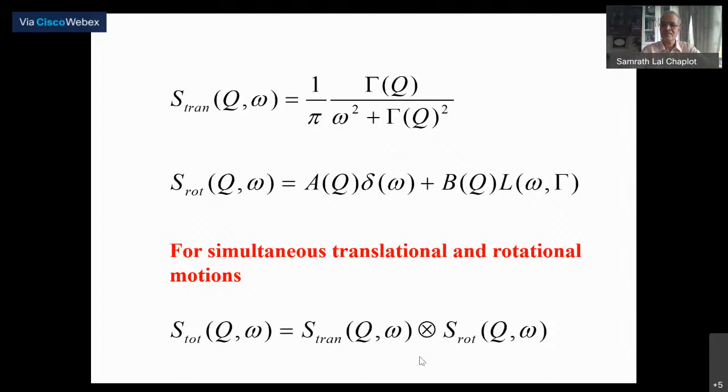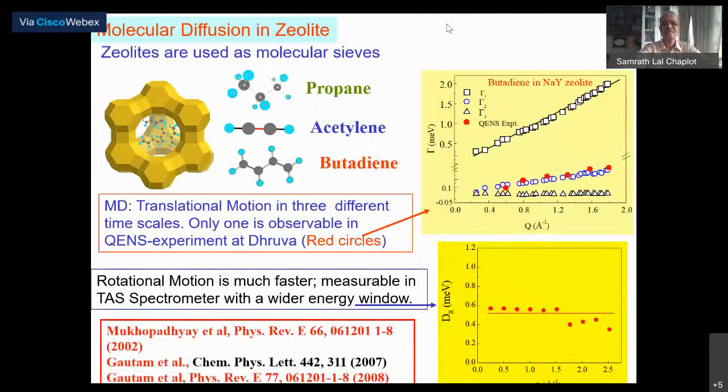Now, here's a very illustrative example, although it's somewhat old, of typical dynamics. It is one of the early measurements done at the Dhruva reactor. The interest was in zeolites, which are molecular solids. It's actually a cage-like structure, and in these structures you have a lot of windows through which smaller organic molecules could pass.